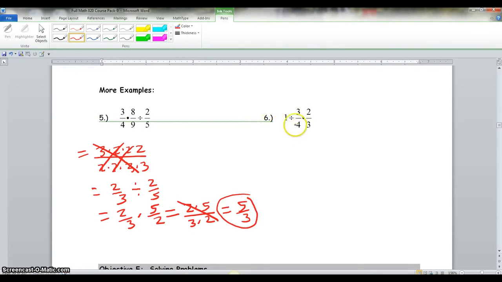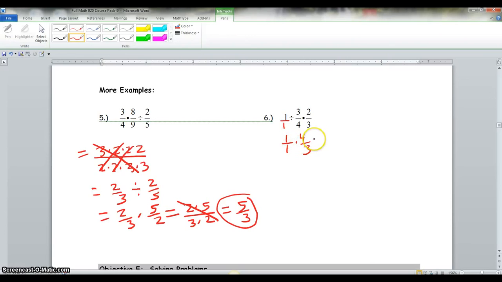Now we go here to number 6. We have division and multiplication. Same rule applies. Whichever one comes first from left to right, and division came first here. So we'll put a 1 under this 1 here. So we have 1 over 1. Division becomes multiplication, and we take the reciprocal of the second fraction.